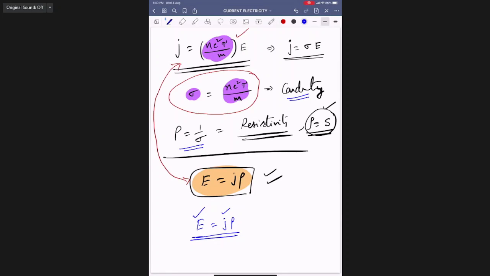So what is rho then? Both are same. Rho is called resistivity. Rho is called as specific resistance, or we can call that as resistivity.